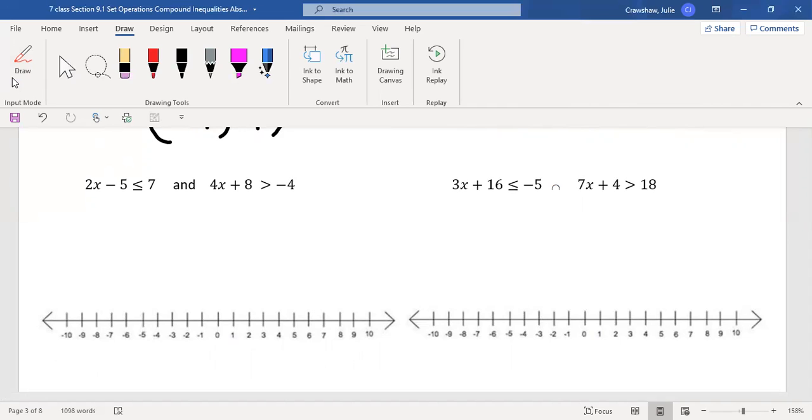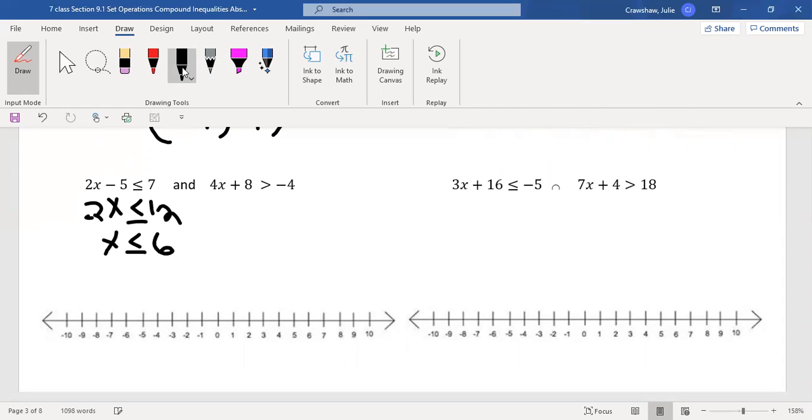So how did you do? The first thing you'd want to do is isolate the variable, so you're going to add 5 to both sides, which would give me 2x is less than or equal to 12. And then I'm going to divide both sides by 2. So then I'm going to get x is less than or equal to 6. So that's my first inequality.